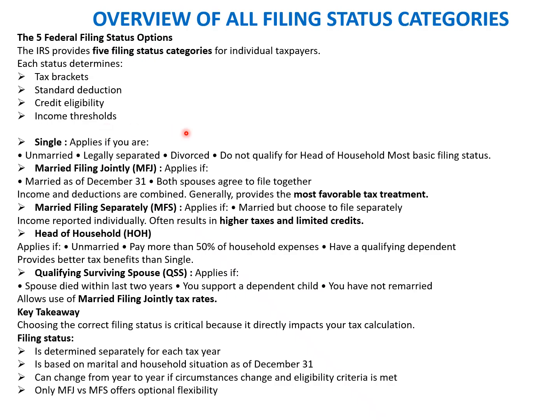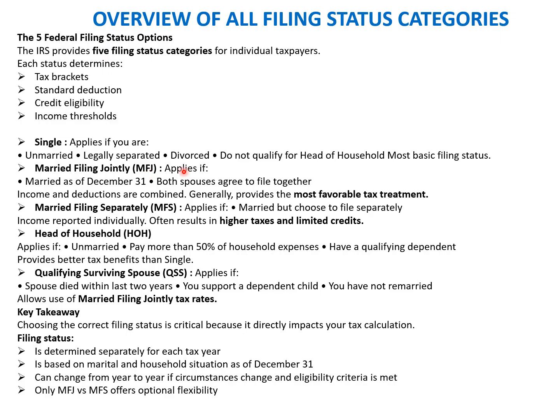There are five statuses. The first is single, and it applies if an individual is unmarried, or even after marriage is legally divorced or legally separated, living separately, and does not qualify for head of household. Then he can file the return as a single taxpayer.